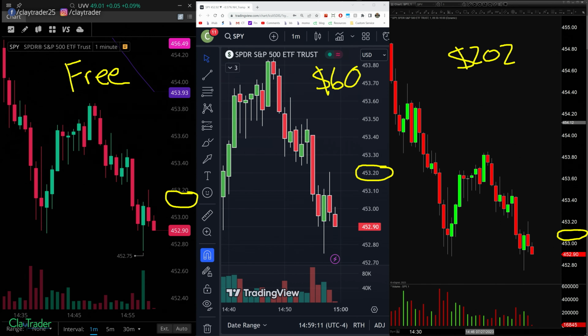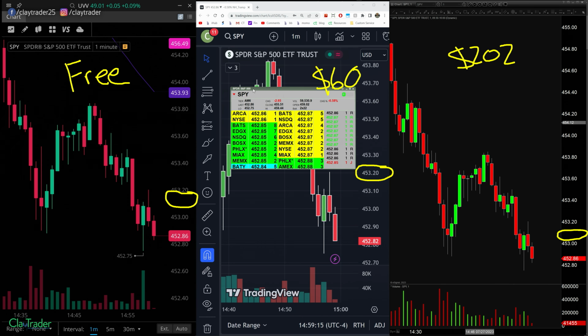And what I want to do here is bring over my broker, and now you can see the prices. So this is the official price. So this shouldn't be matching up with whatever is being hit.